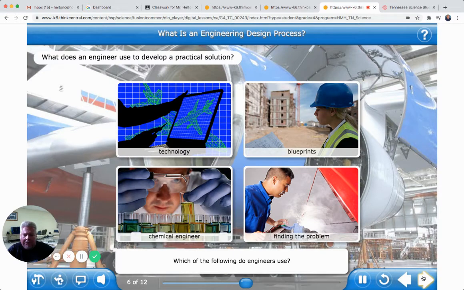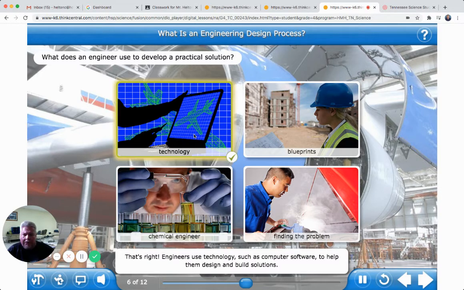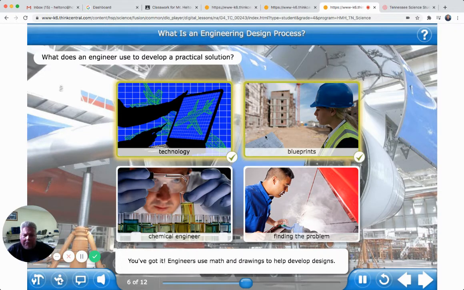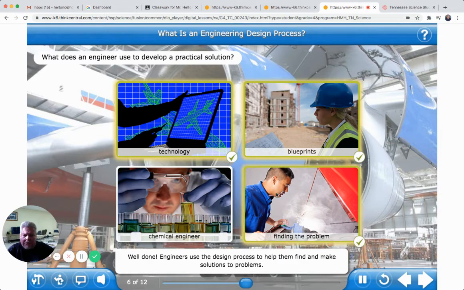Which of the following do engineers use? Click the images that show what an engineer uses to develop a practical solution. That's right. Engineers use technology, such as computer software, to help them design and build solutions. You got it. Engineers use math and drawings to help develop designs. Well done. Engineers use the design process to help them find and make solutions to problems.